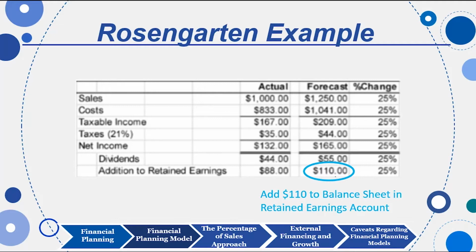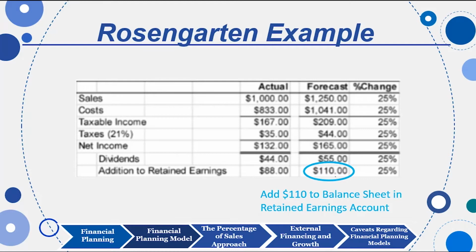Taxable income, I can even calculate in addition to the factor up method of taking last year's taxable income times 1.25. I can also just use subtraction, sales minus cost, to get taxable income. So there are many ways to do these numbers. I can also do percent of sales approach. 167 over 1,000, 16.7% times 1250 will also get me to the 209 figure.